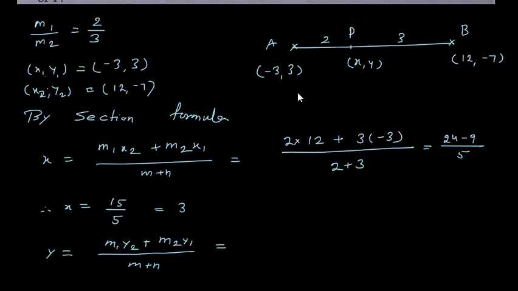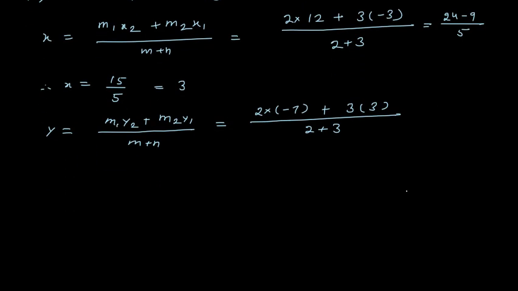So this is m1. The value of m1 is 2 into y2, y2 is -7, plus the value of m2 is 3 into y1, divided by m plus n, that is 2 plus 3. So this will give me the value of y as (-14 plus 9) divided by 5, which is -5 divided by 5. So -5 divided by 5 is -1.